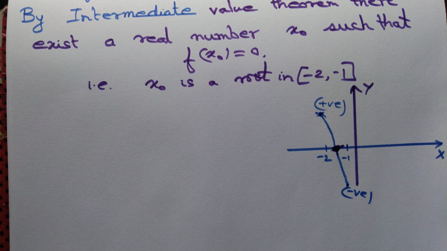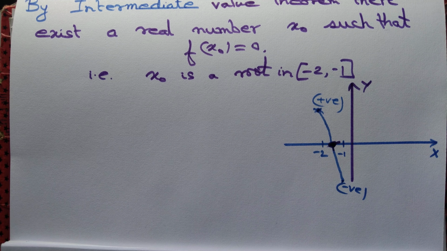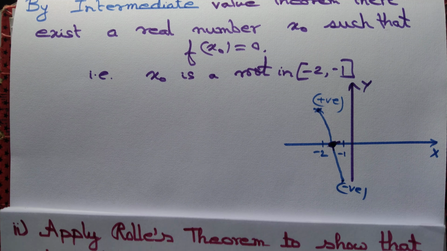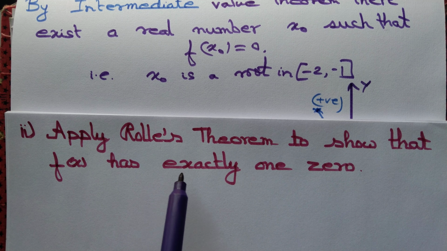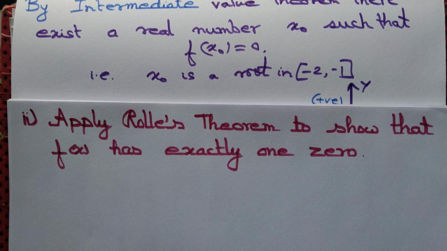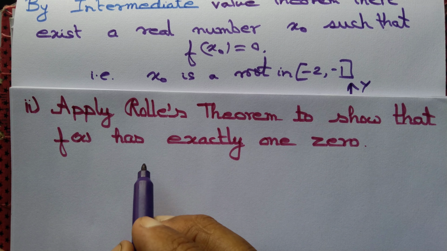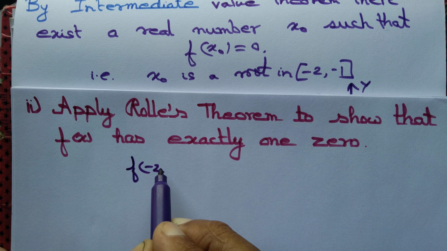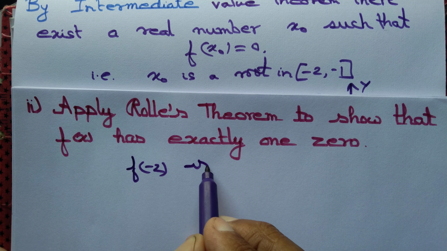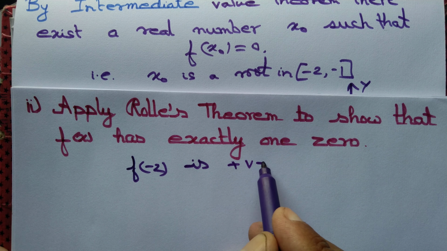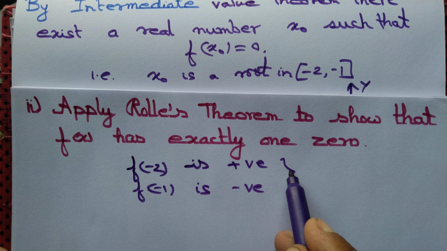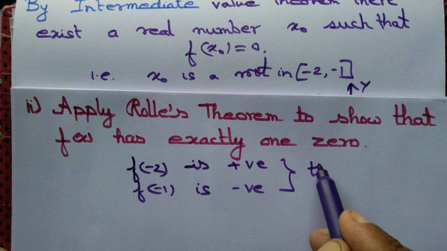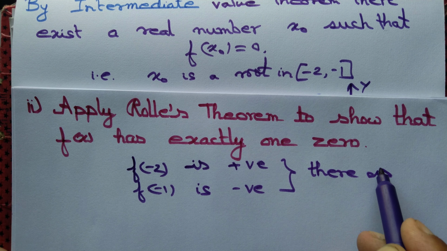Next question is, if there is a zero and we show that there is a zero in the interval (-2, -1), how many zeros does the function have? We apply Rolle's theorem to show that f(x) has exactly 1 zero. Let's do it. We will apply Rolle's theorem. You see that f(-2) is positive and f(-1) is negative, and that's enough to say that there is a root. There is a zero.